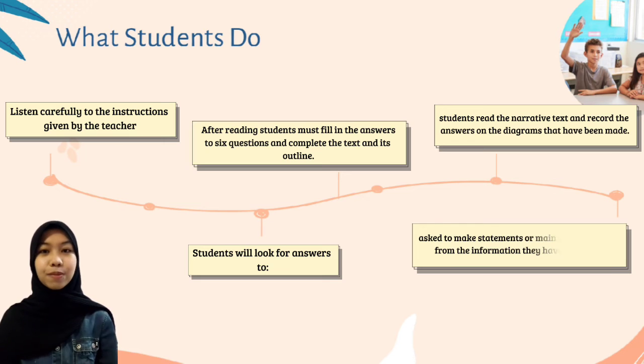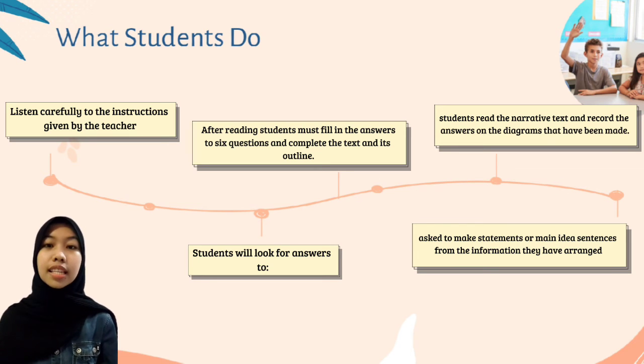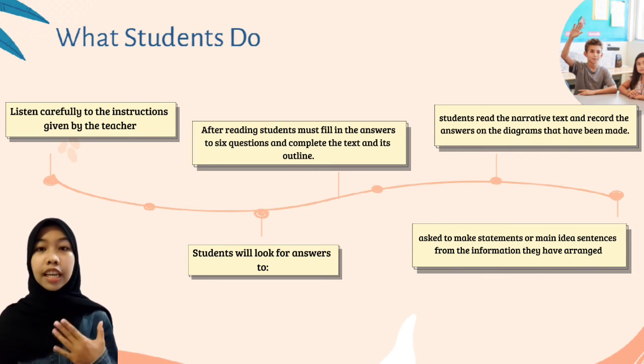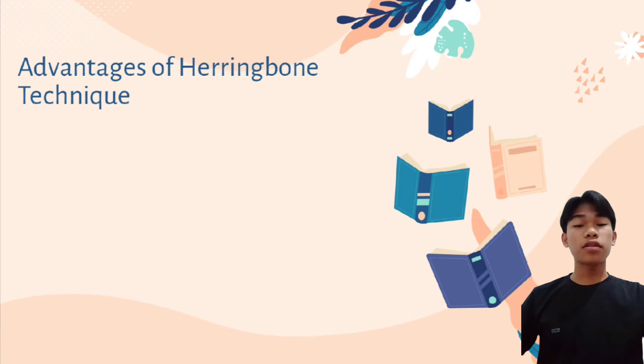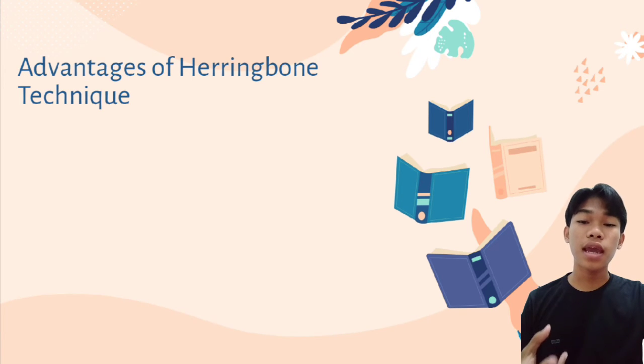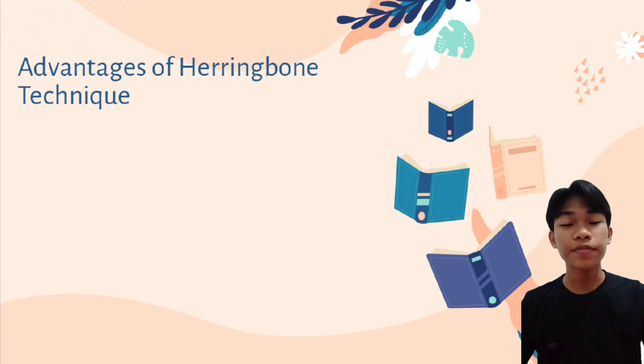Next, students are asked to make statements or main idea sentences from the information they have arranged so that they can represent the main idea of the text. These main ideas can be written down the spine of Herringbone or, for easier reading, as a sentence at the bottom of the page. Okay, then the last part of our material is about advantages and disadvantages of using Herringbone technique in teaching reading. So let's move to the advantages first.